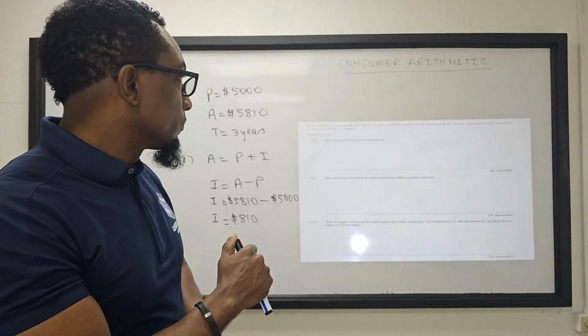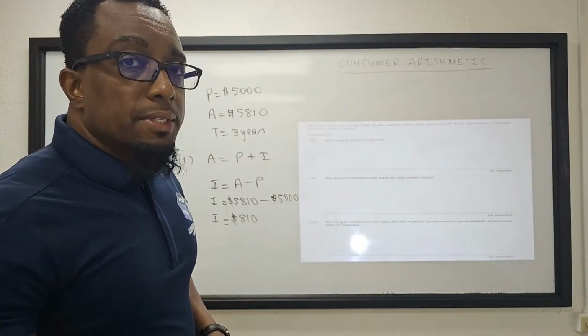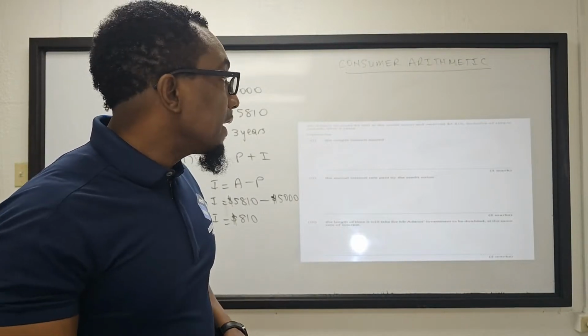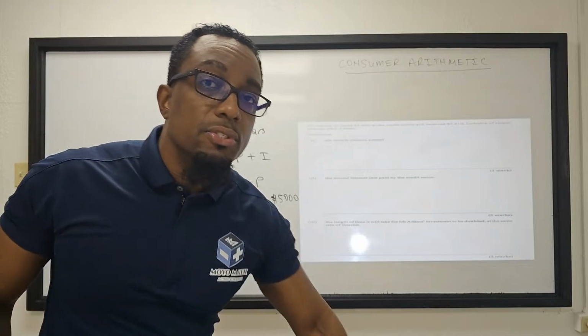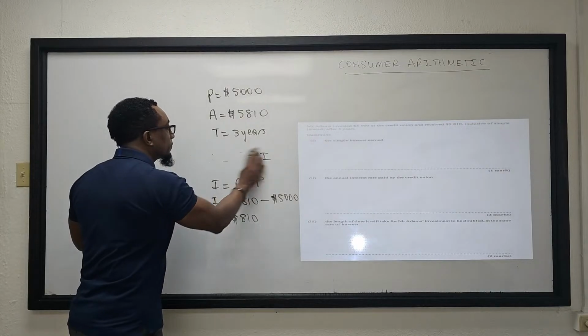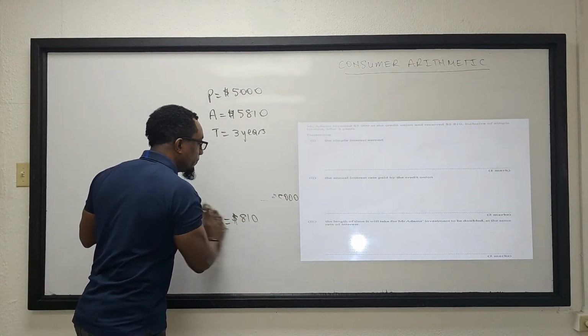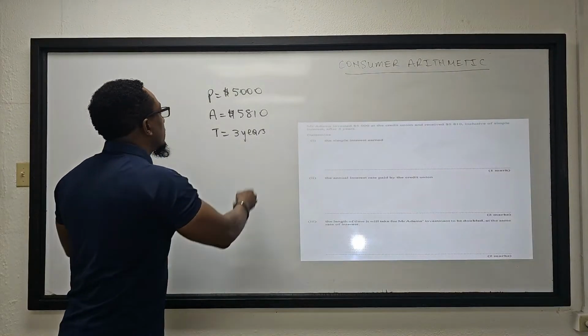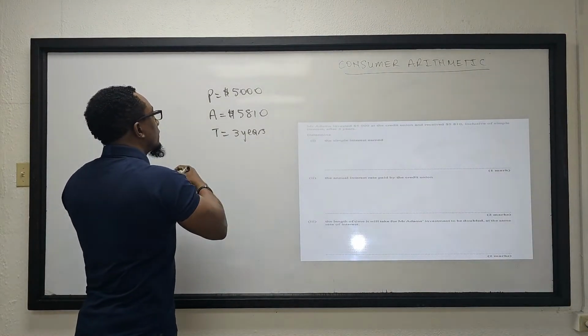Now, what does it ask us to determine? What is the annual interest rate paid by the credit union? What's the annual interest rate? So for us to determine the rate, we can have part 2. So we know the rate.